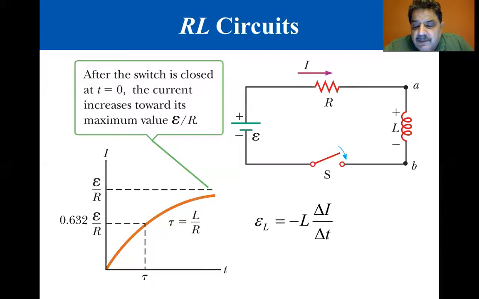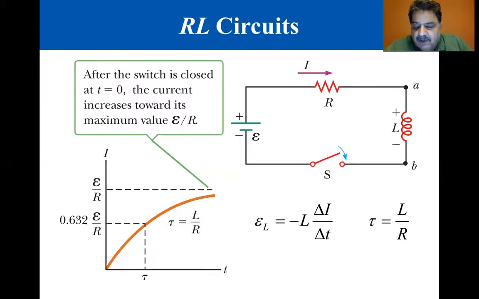You might notice that this plot is similar to that of the charge on a capacitor as a function of time. In that case, we found it convenient to introduce a quantity called the time constant of the circuit, which told us something about the time required for the capacitor to approach its steady state charge. In the same way, time constants are defined for circuits containing resistors and inductors. The time constant for an RL circuit is the time required for the current in the circuit to reach 63.2% of its final value, and is given by this equation: tau is equal to L divided by R.